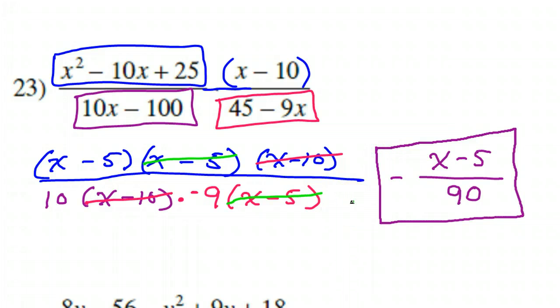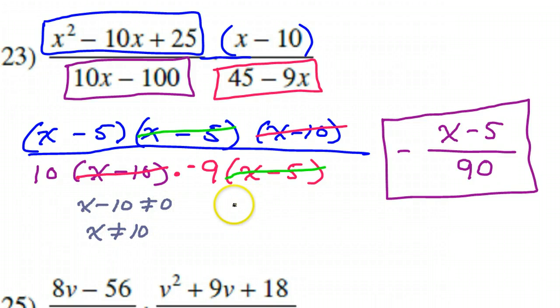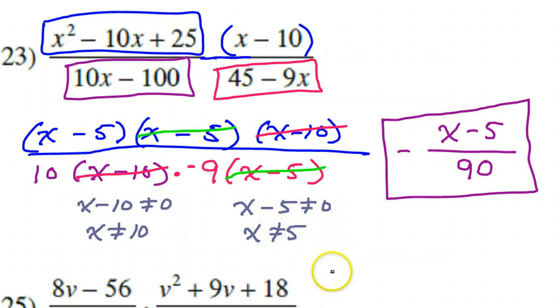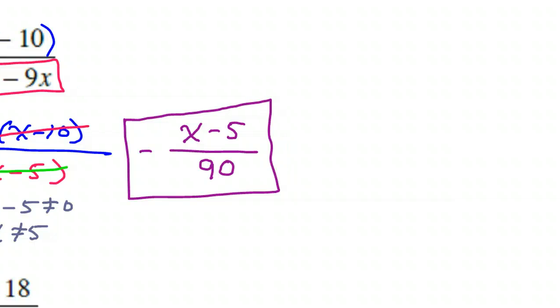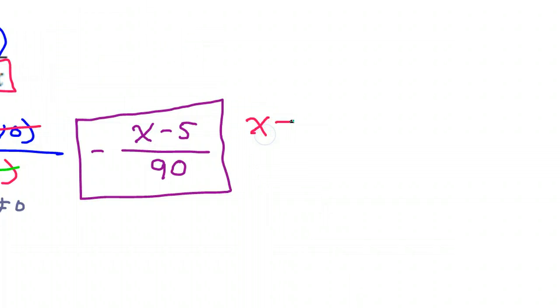So this will be my answer to number 23. But don't forget your restrictions. x minus 10 cannot equal 0, which means that x cannot equal 10, adding 10 to both sides. And x minus 5 cannot equal 0, which means that x cannot equal 5, adding 5 to both sides. So include that as part of your answer.